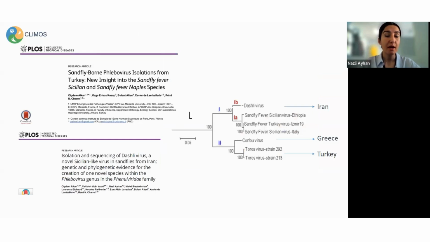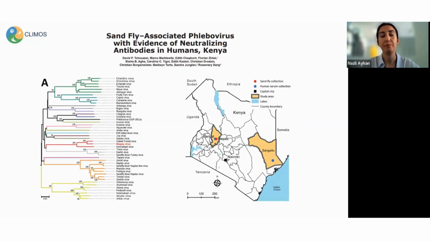In recent decades, many articles have been published in the Mediterranean basin, from Turkey, Greece, Iran and different countries, and they reported the presence of novel Phleboviruses. But not only in the Mediterranean basin. I would like to give another example from Kenya. A sandfly-associated Phlebovirus has been detected from sandflies. It is called Entepes virus.